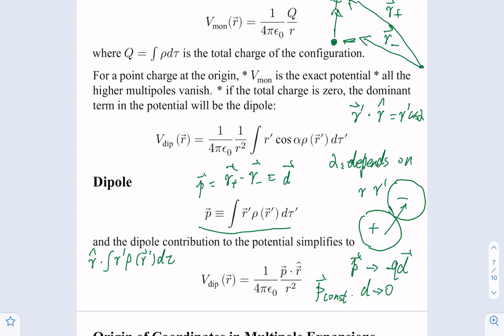And so for that, if you replace minus qd by this p, you will see that the dipole potential in the homework will look like the form over here. And in the homework, we also calculated the corresponding electric field, and we will use this in the next homework, homework 3.